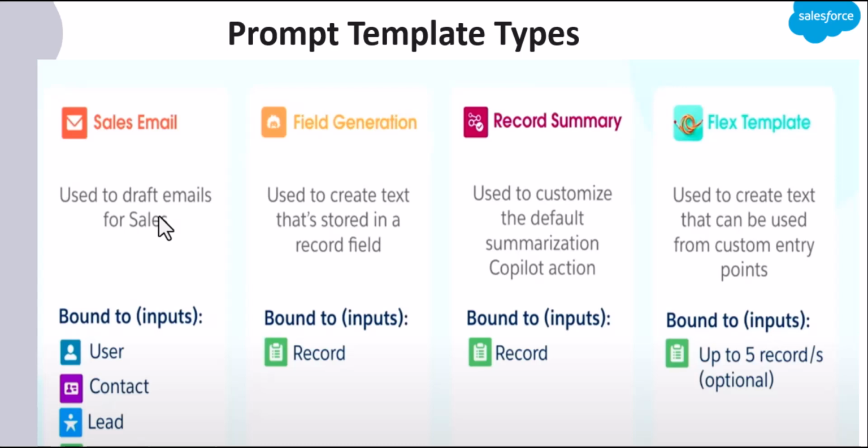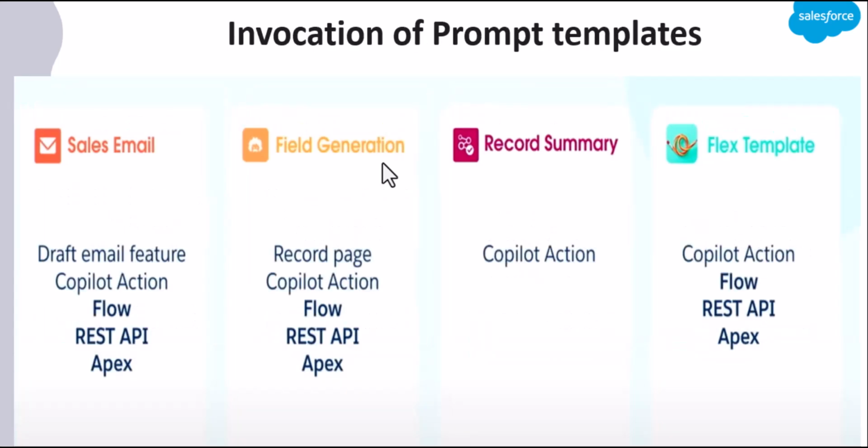After that, the fourth type we have is the flex template. The flex template in Agentforce is used to create text that can be used from a custom entry point. So here the flex template is the most powerful of these four types, where it supports up to 5 object details which can be grounded in the prompt template, whereas the sales email or field generation prompt templates are only bound to specific record objects.